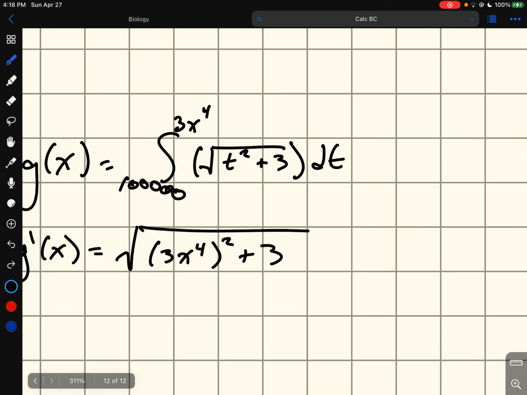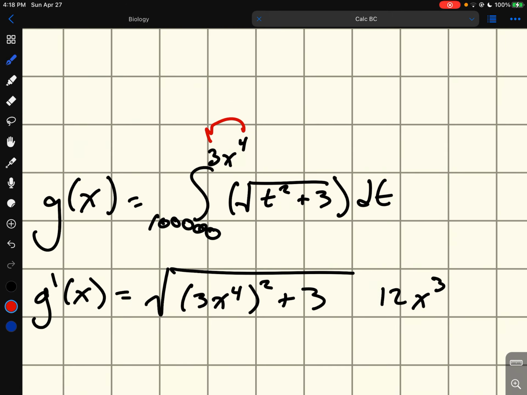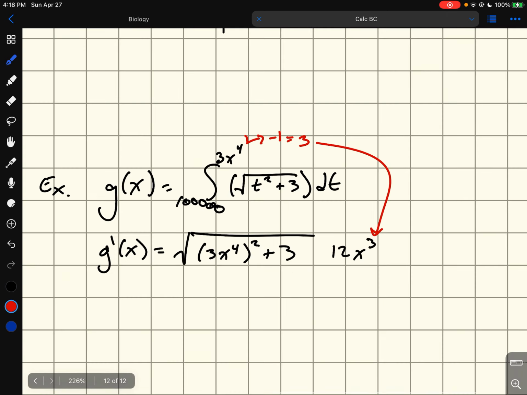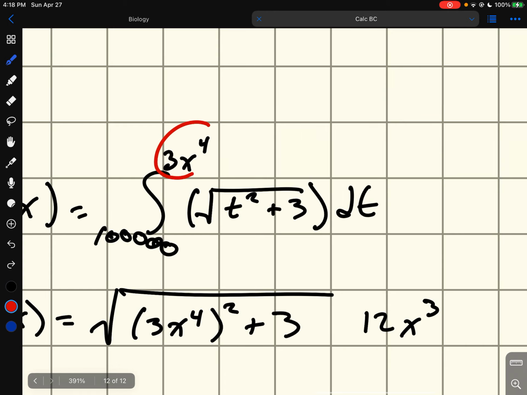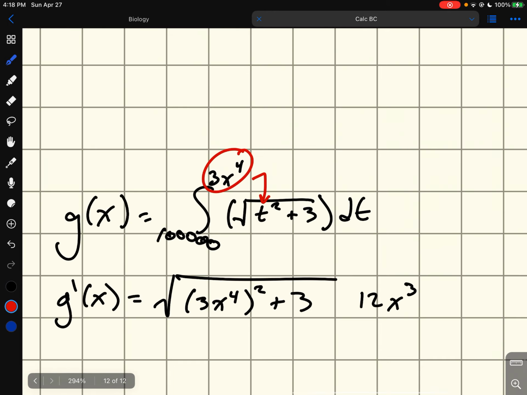So what's the derivative of 3x to the 4th? It's 12x to the 3rd, okay? You multiply the 4 down to the 3, there's a 12. And then for this 4, you subtract 1, which equals 3. That's what that 3 is. And that's literally the answer. All you do is plug it in. Just put this right where that t is.